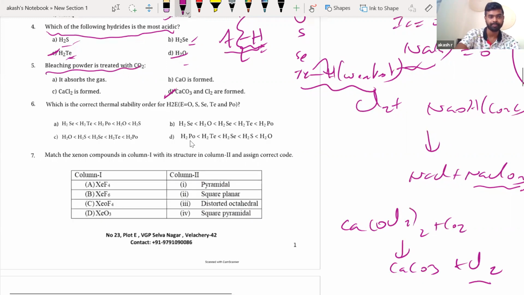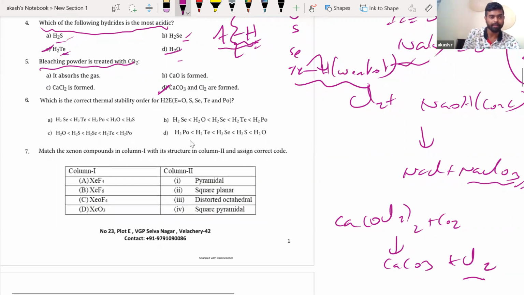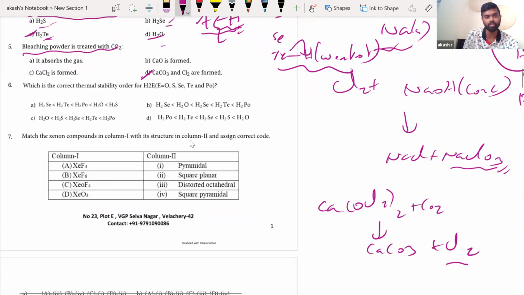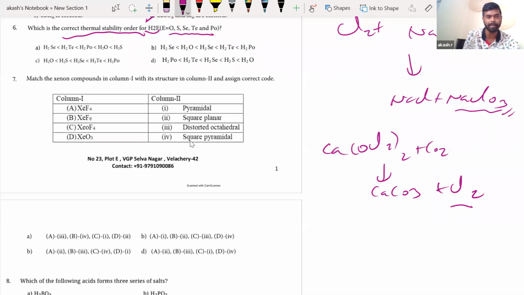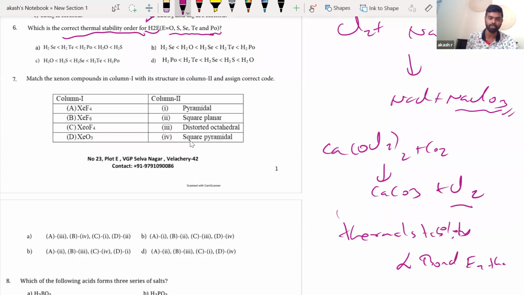Okay. Next, the correct order of thermal stability of H2E, where E can be oxygen, sulfur, selenium, tellurium, and polonium. Now, just now we saw acidic strength. If they ask you about thermal stability, that is again directly proportional to the bond energy or the bond enthalpy. Stronger bond means very stable, right?